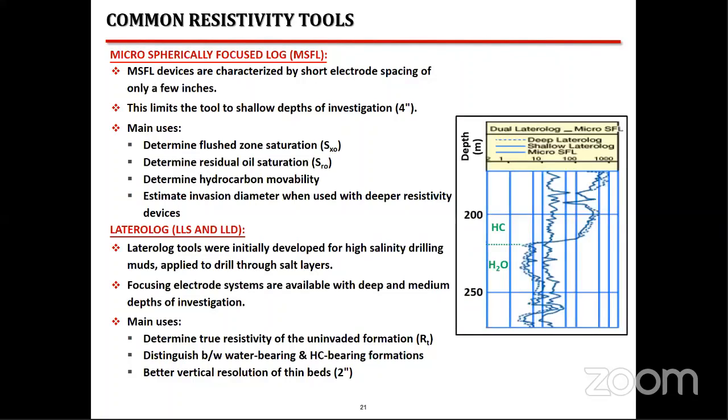The figure here shows interpretation of the fluid type from a resistivity log. Hydrocarbon and water can be easily distinguished using LLS-LLD, as hydrocarbon is highly resistive while water is conductive and has low R.